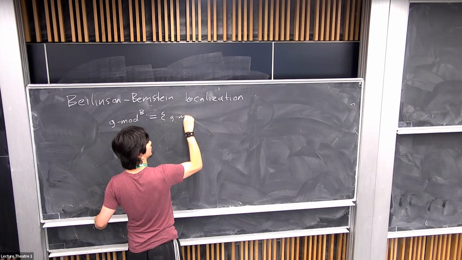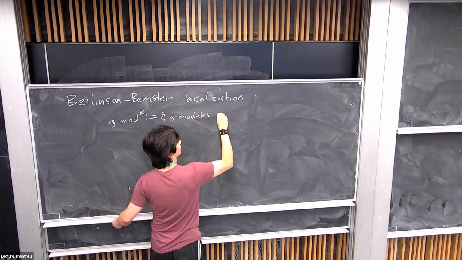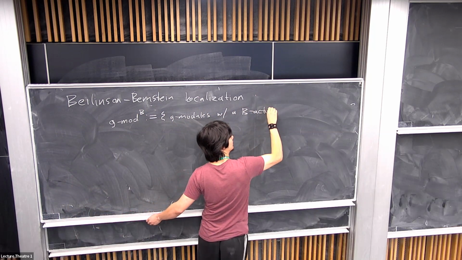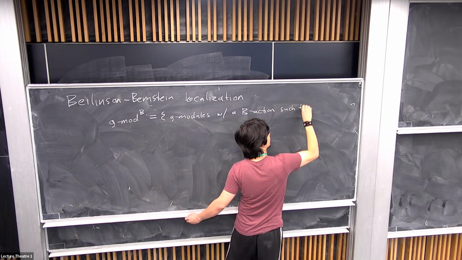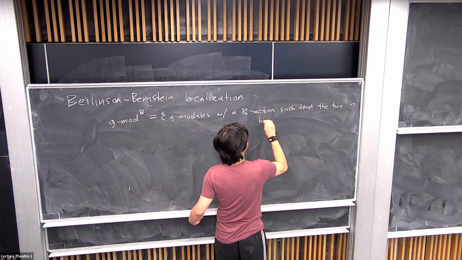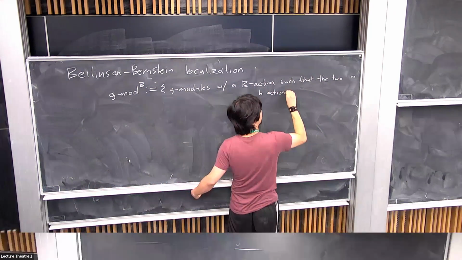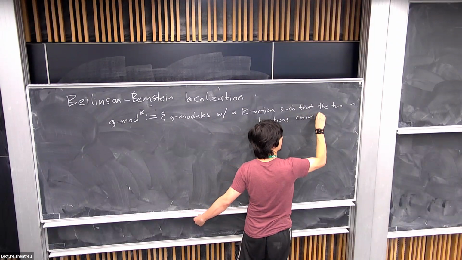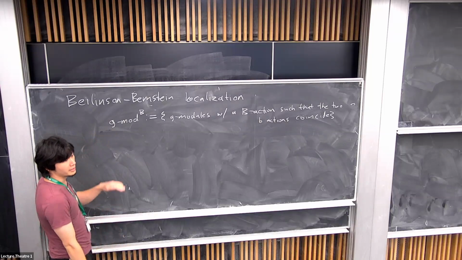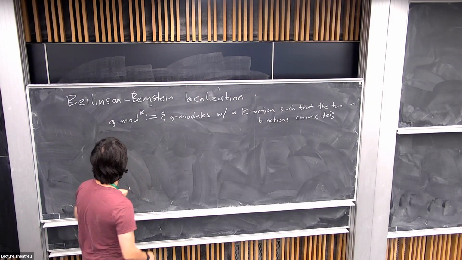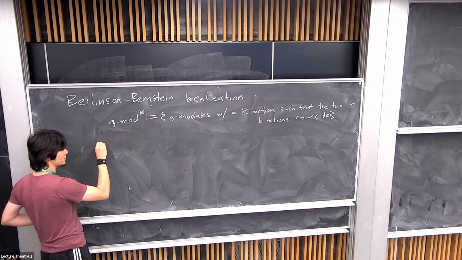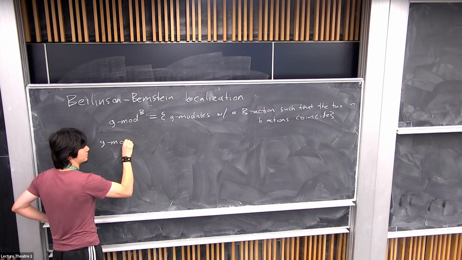B modules with a b action such that two little b actions coincide. So this appeared in several talks this morning. This is very close to what we call category O for g. And if you're interested in character formulas for this, the way that we deduce character formulas, the Kazhdan-Lusztig conjectures, is through this equivalence due to Beilinson-Bernstein.